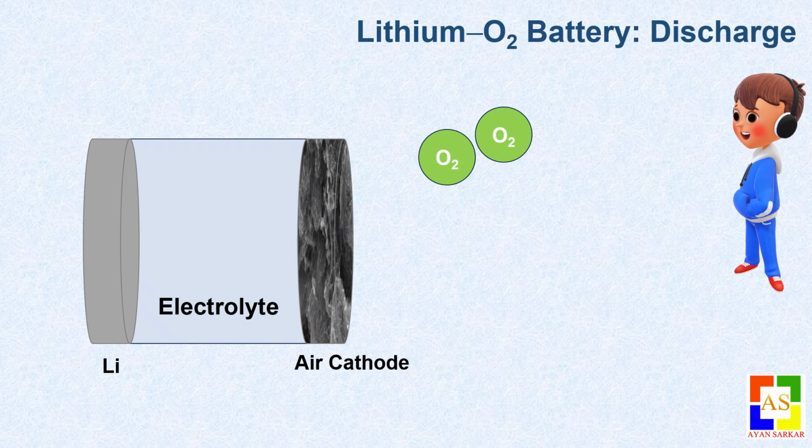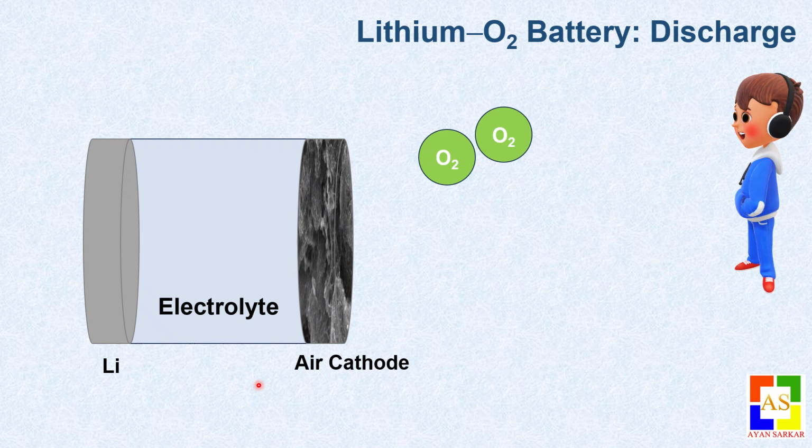Here you can see the lithium-oxygen battery, and we will be discussing the discharge mechanism of this battery. We have oxygen here in the atmosphere, and this is the air cathode, and for the air cathode we also need some catalyst. Suppose here we have CNT-based catalyst with transition metal nanoparticles. Here we have electrolyte, and this is the lithium anode.